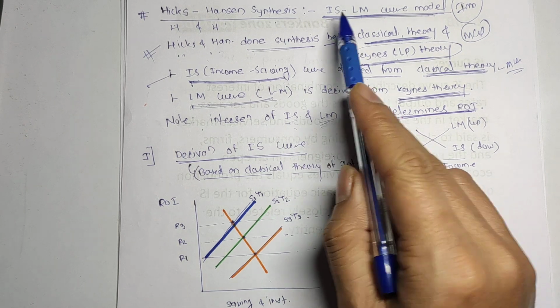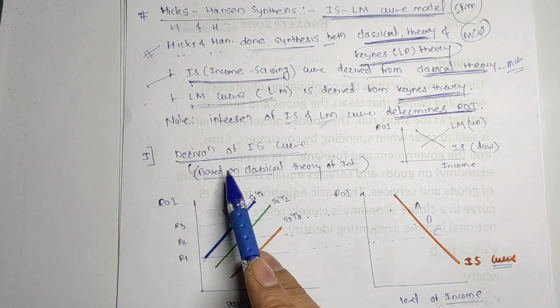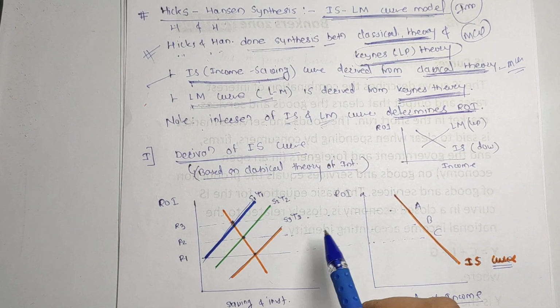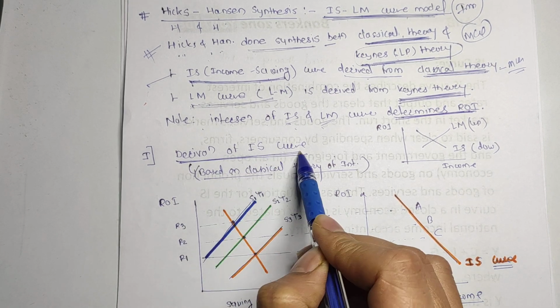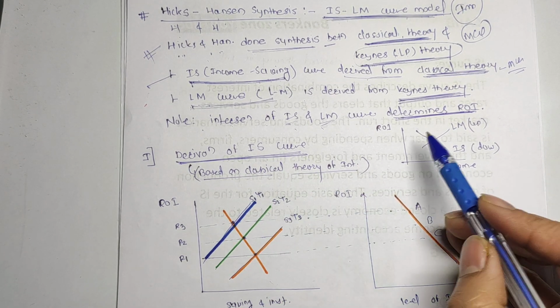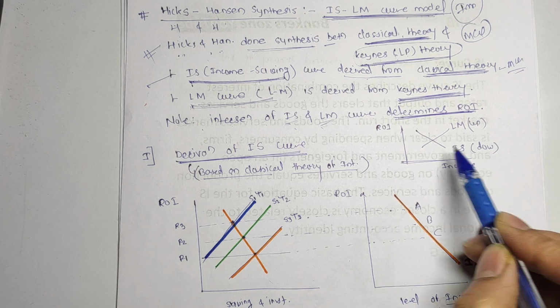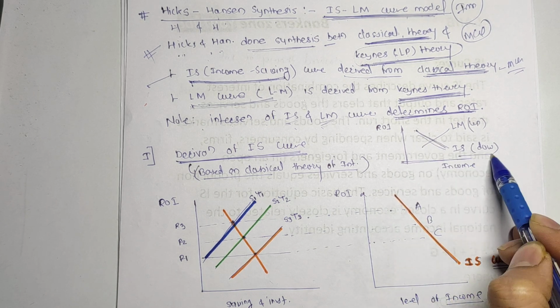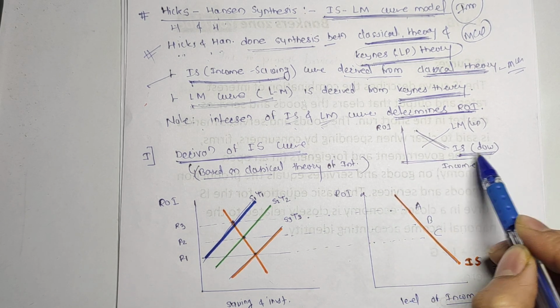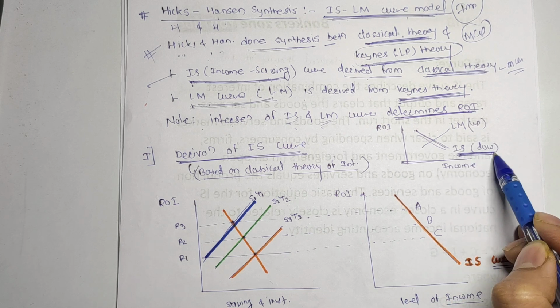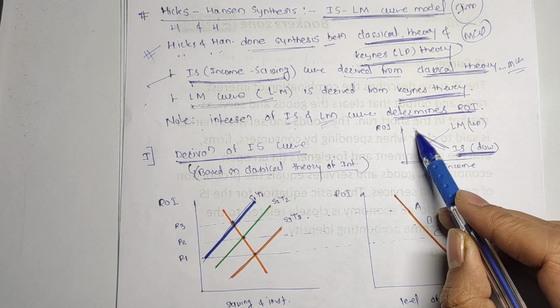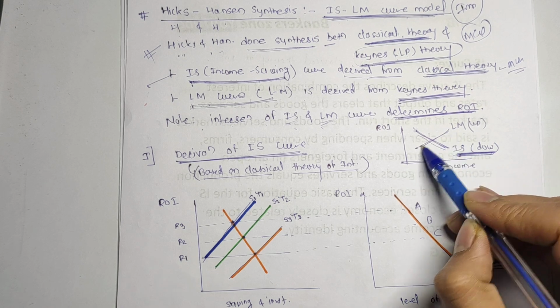Then we have to see their intersection. First we will see the derivation of each one by one. See the derivation of the IS curve. You can see here how they intersect. This is the IS curve, which is downward sloping. This is because liquidity is demand, which is downward sloping, and LM is upward sloping.